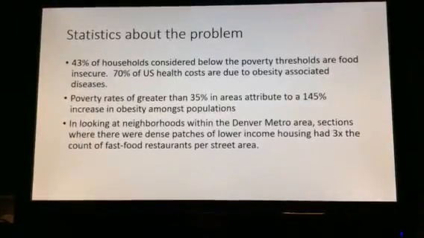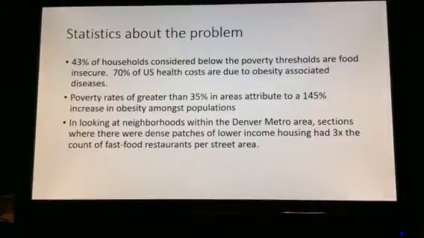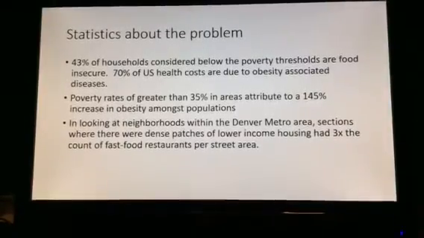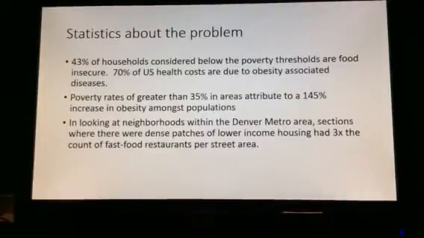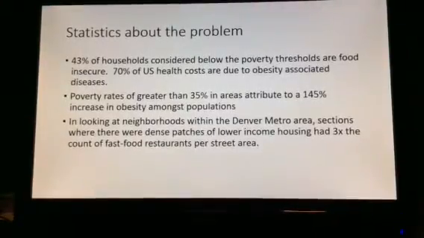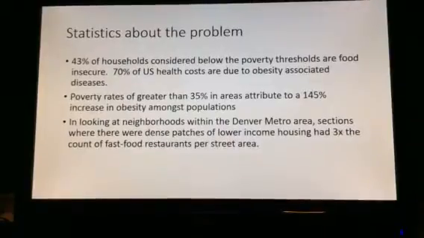And in looking at neighborhoods within the Denver metro area, sections where there were the densest patches of lower income housing had 3 times the count of fast food restaurants, as previously discussed, per street area. So these are some pretty high numbers here.